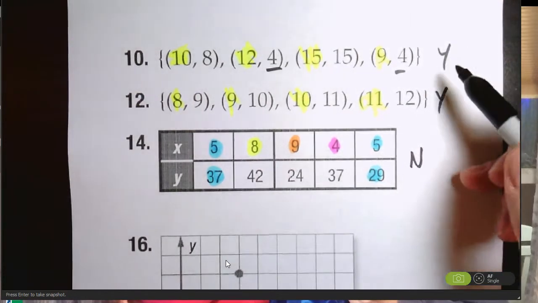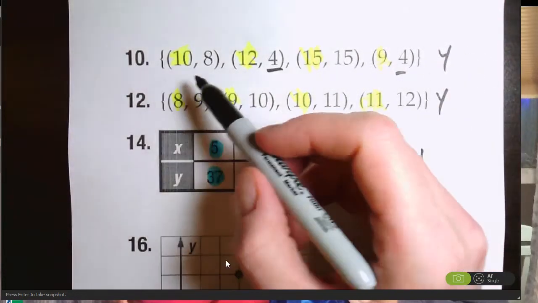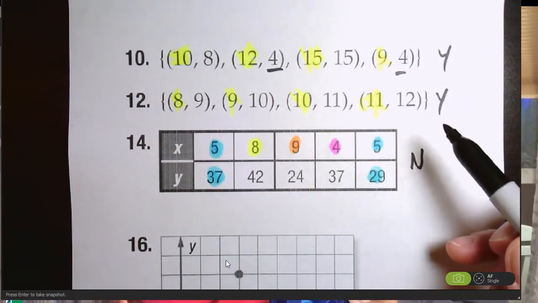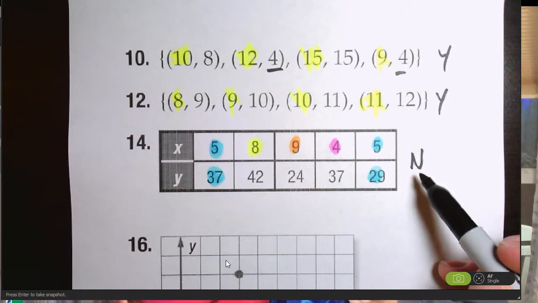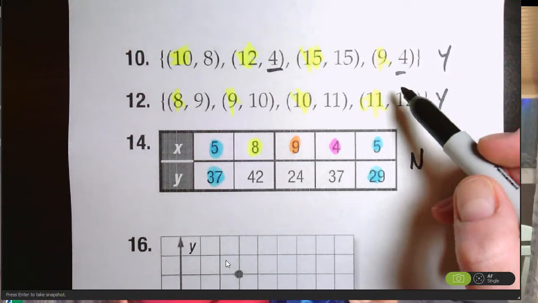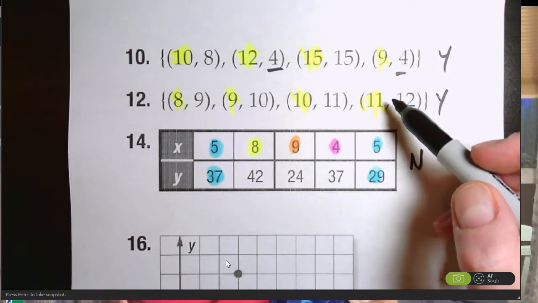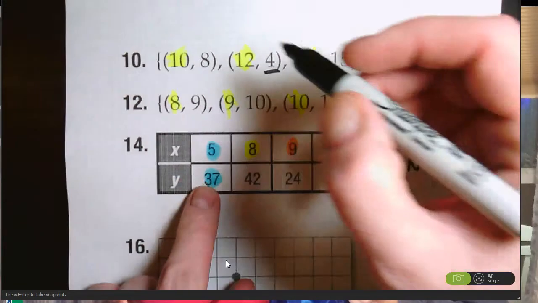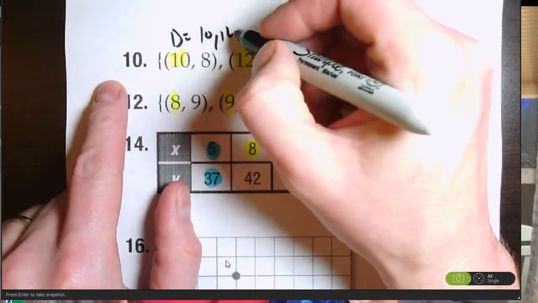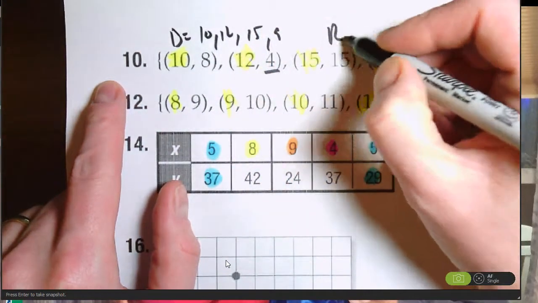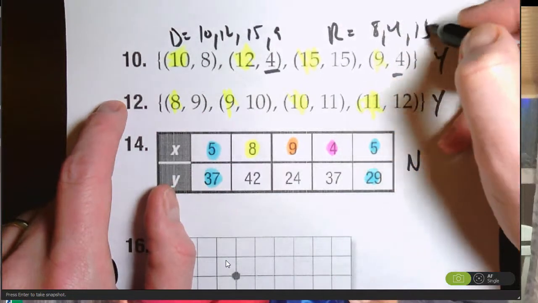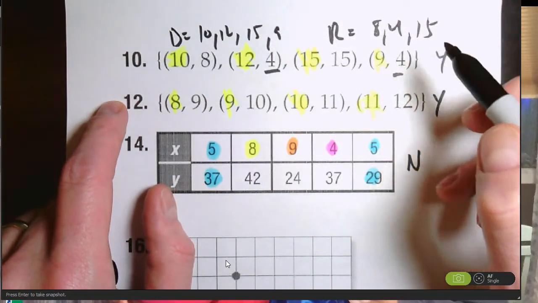Our reasoning for this would be: 10, yes, each input only goes to one output. 12, yes, each input only goes to one output. And then 14, no, 5 goes to 37 and 29. One more thing, I don't have the book in front of me, but it might also ask us to give the domain and range. For 10, domain is 10, 12, 15, 9. Range is 8, 4, 15. Yes, 4 happens twice, but I only need to write it once.